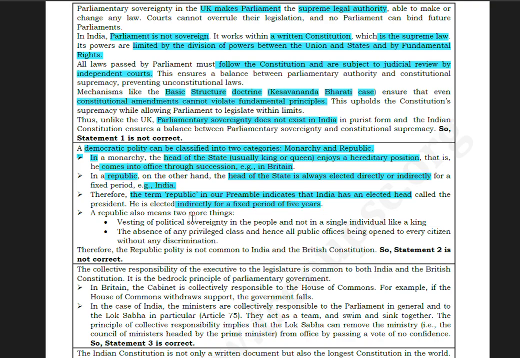A republic also means two more things. First, vesting of political sovereignty in the people and not in a single individual like a king. Second, the absence of any privileged class and hence all public offices being open to every citizen without any discrimination. Therefore, the republic polity is not common to India and the British Constitution. Now, let us move ahead.